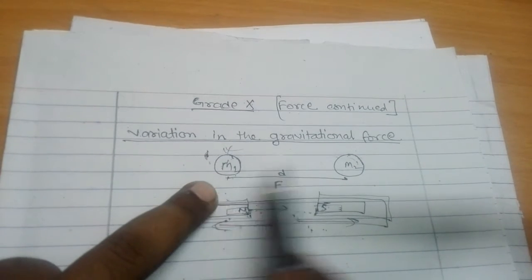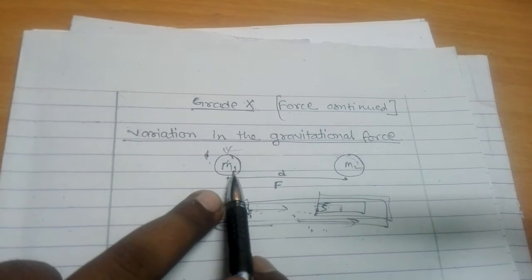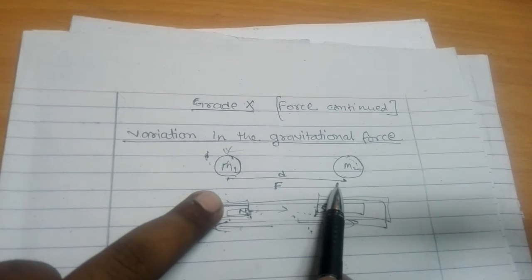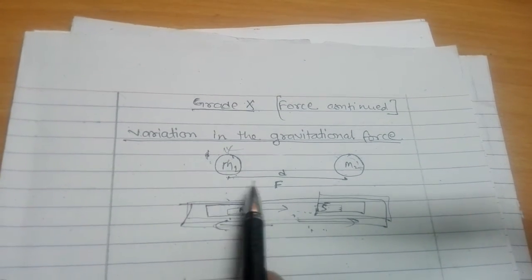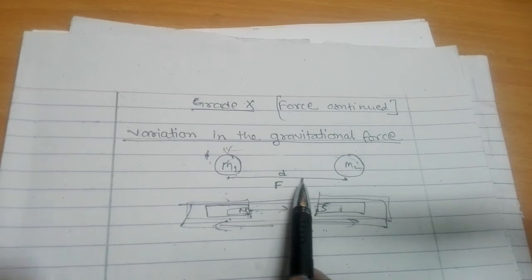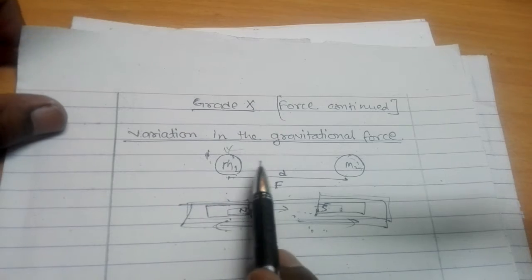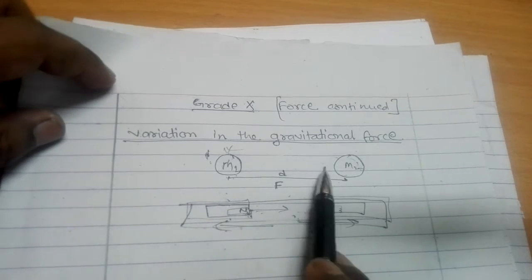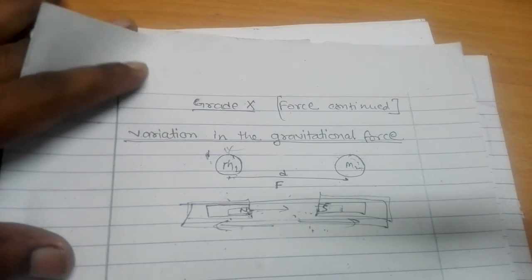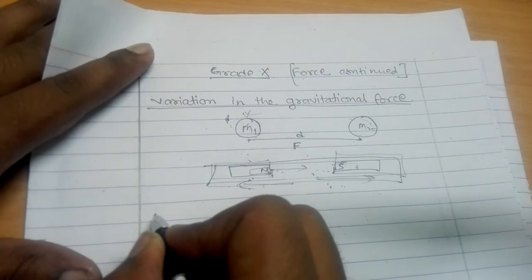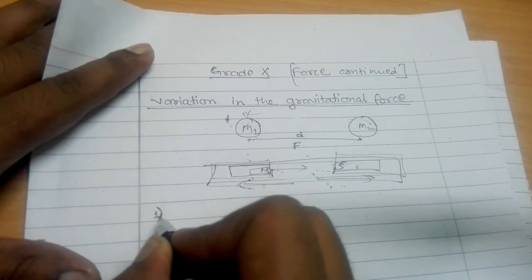Just like that, in the case of gravitation also, gravitation basically depends on the mass of the bodies and the distance between them. That means if the distance between them is increased or decreased, the force of gravitation changes. Or if the mass of one or both bodies is changed, then the force of gravitation also changes. So we are going to discuss several cases.